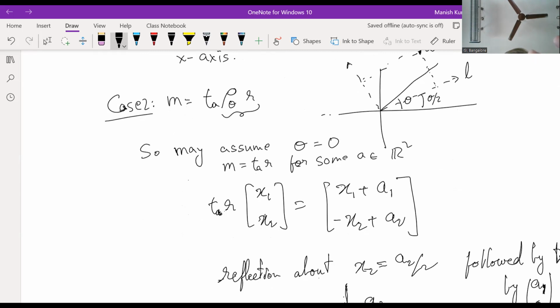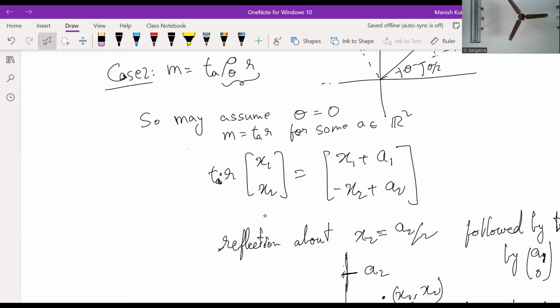So what does T_A times R do to (x1, x2)? R is reflection, so x1 stays as it is, and x2 goes to minus x2. That is what reflection does. And translation adds the vector (a1, a2) to it. So if you look at the composition, T_A composed with R, it will send (x1, x2) to (x1 plus a1, minus x2 plus a2). This is what m is doing as a function, and this we can show is indeed a glide reflection.